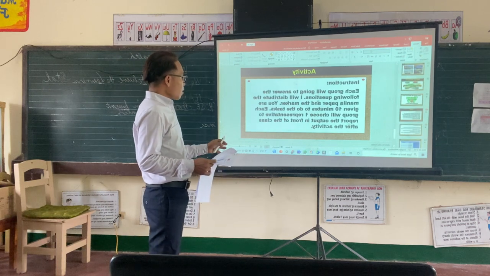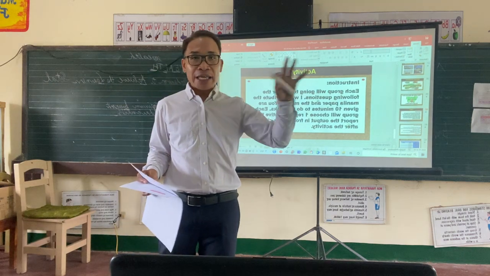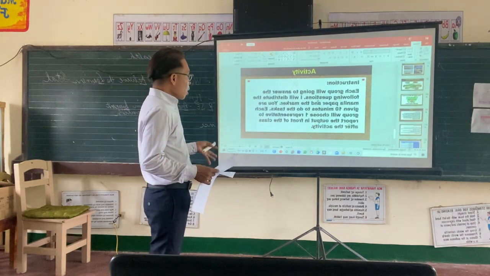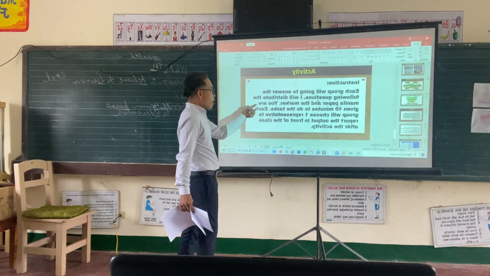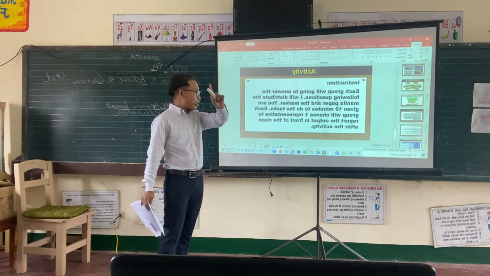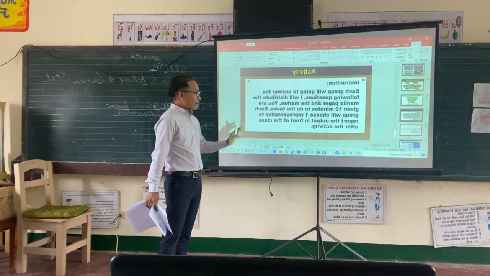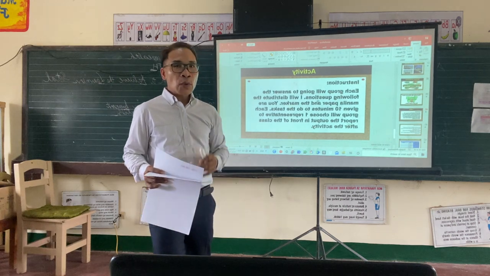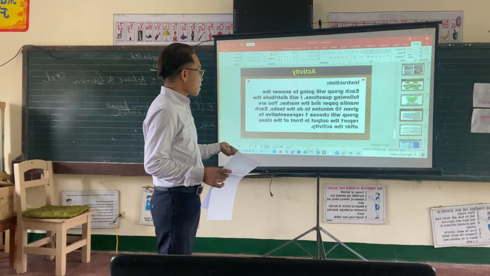So for your activity, each group, the same groups as in the activity earlier. So group 1, 2, 3, 4, with 7 members each. Each group will answer the following questions. I will distribute the Manila paper and the marker. You are given 10 minutes to do the task. Each group will choose one representative to report the output in front of the class after the activity.